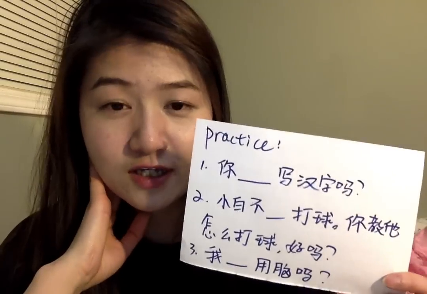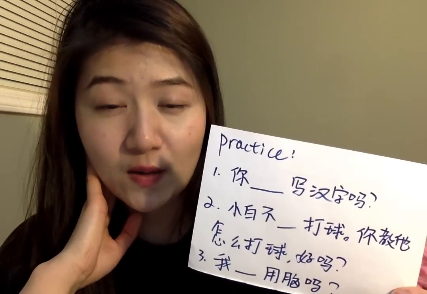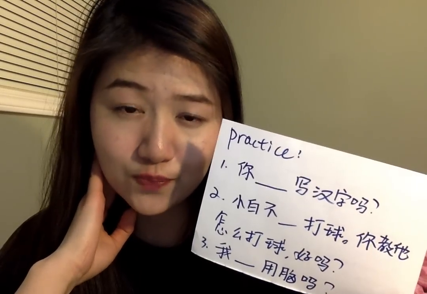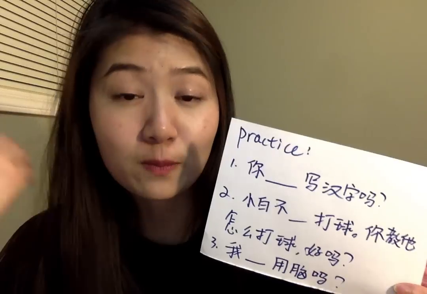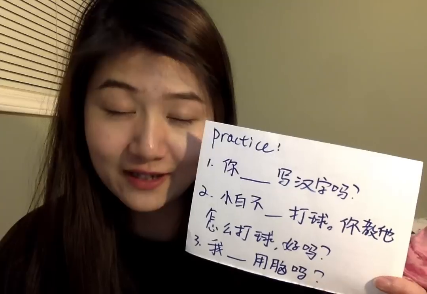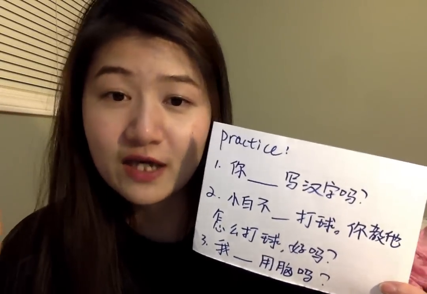Okay, so in this blank, we need to write down 会, okay? 小白不会打球, because 打球 is not like the physical capacity. You should learn it first. You learn it and then you know how to do it. It's a process. You're learning something and then you gain the skills.